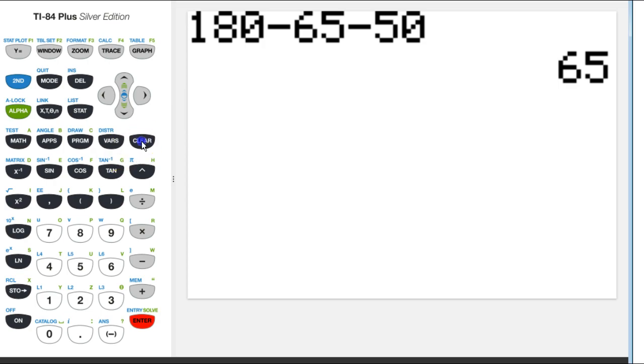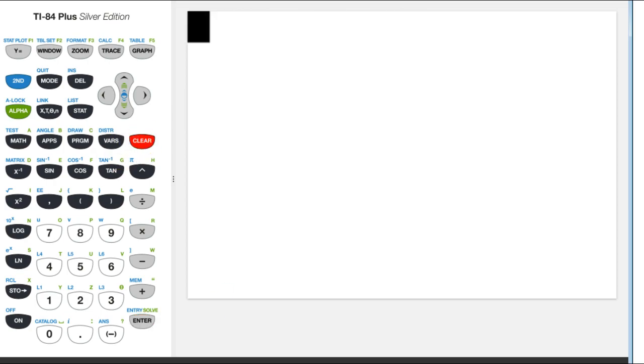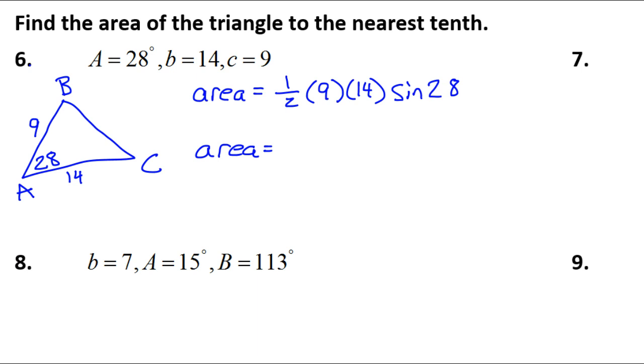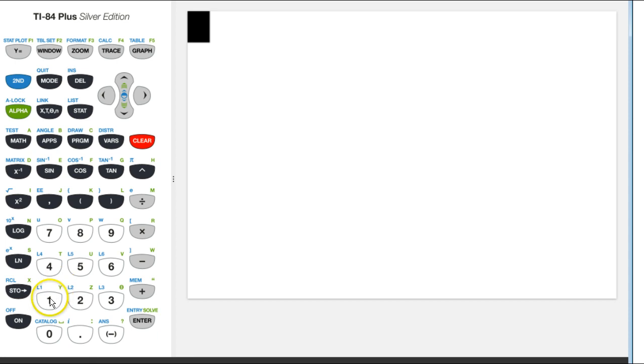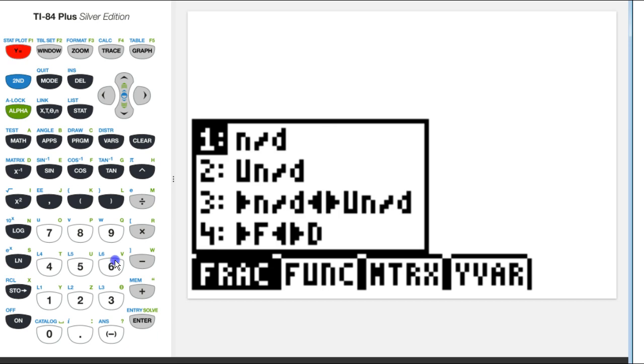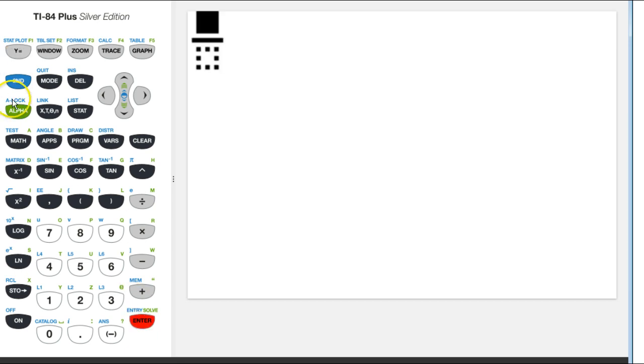Now I'm not going to show this every time, but I will show it the first time. So I have 1/2 times 9 times 14, etc. I'm going to put the 1/2 in as a fraction, so I want to make sure you know how to make a fraction. I hit alpha, y equals, and then enter, and that's how you make a fraction.